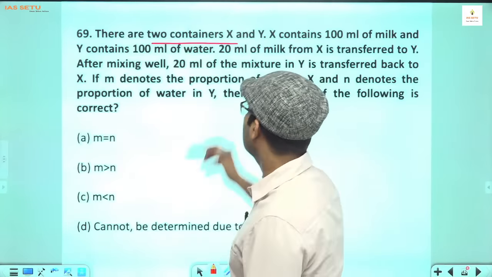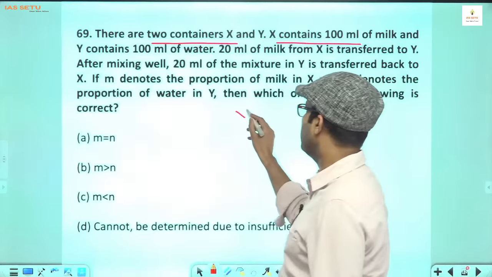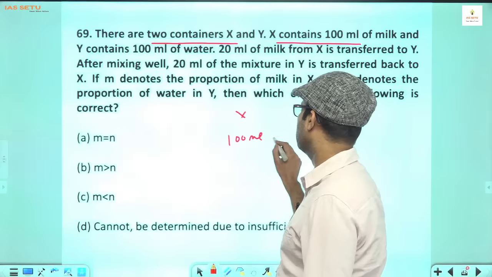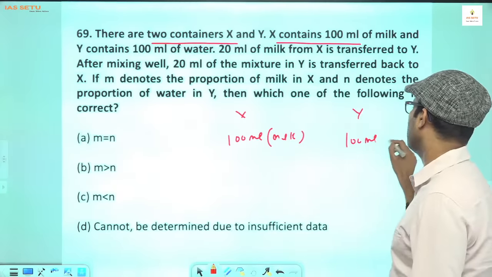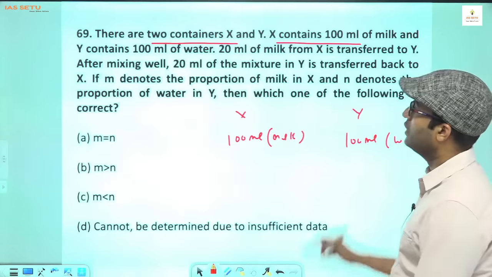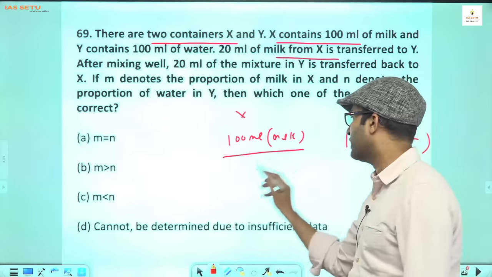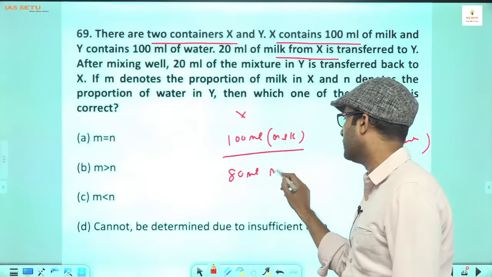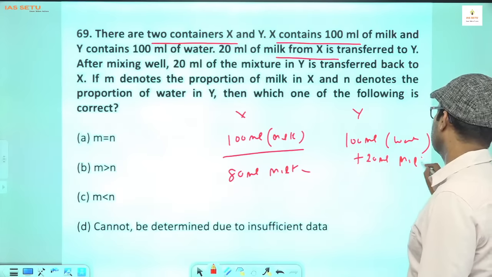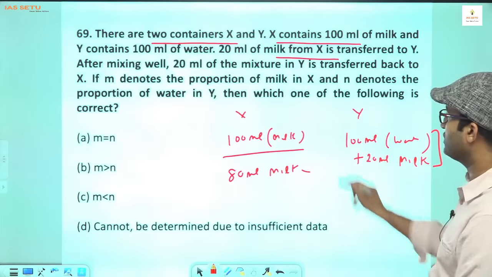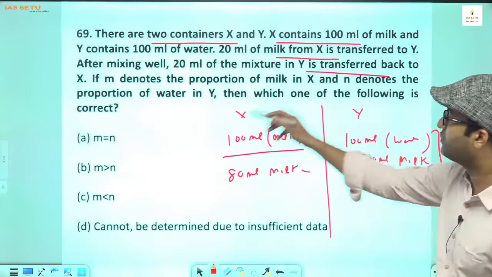This is question number 69. There are two containers X and Y. X contains 100 ml of milk. Y contains 100 ml of water. If 20 ml milk from X is transferred, now the resultant is 80 ml milk. 20 ml milk is added. Mix it well. Then 20 ml of Y is transferred back.